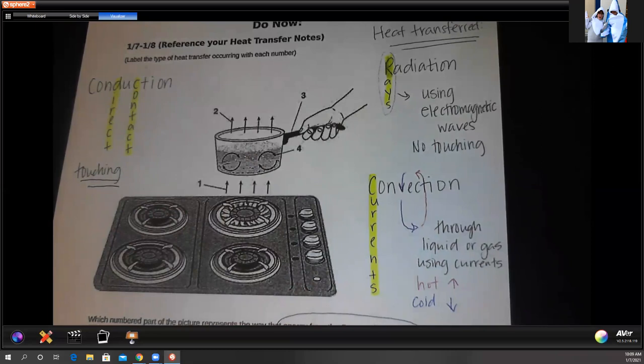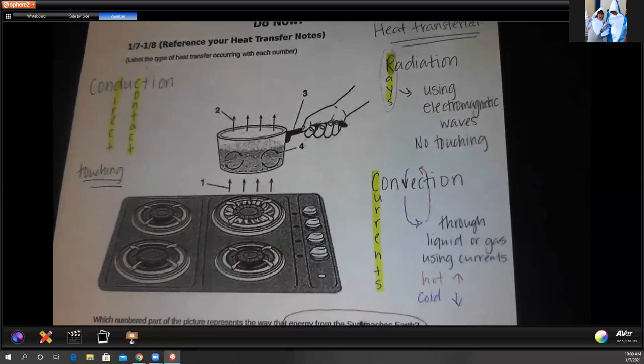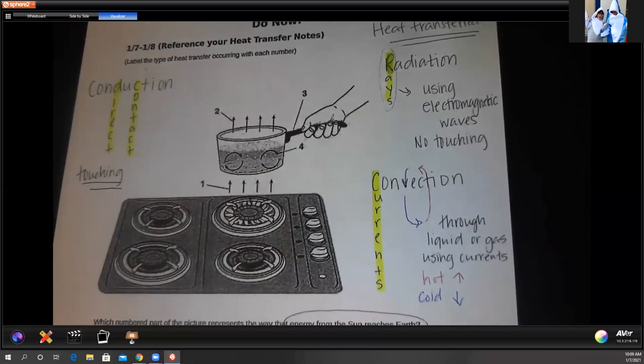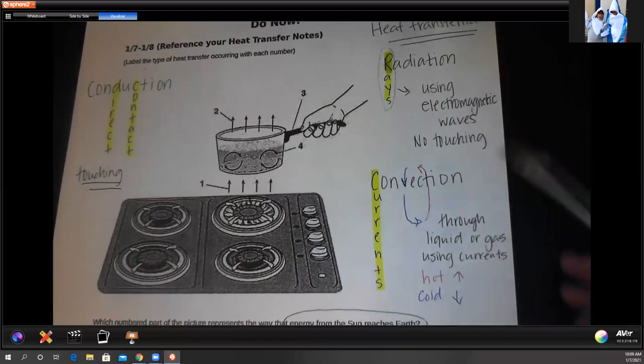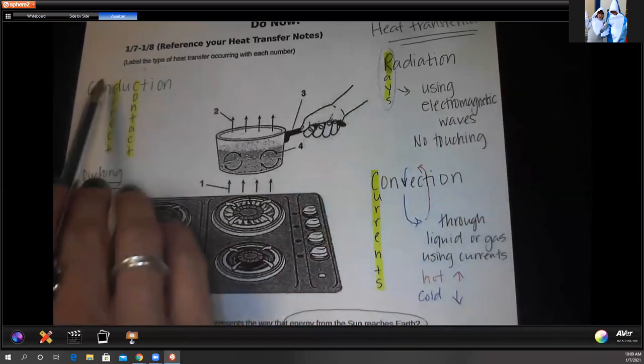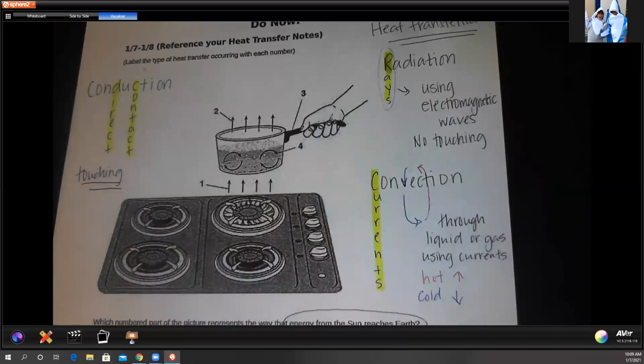Oh, everybody participated today. So Ethan, do you remember? How does heat from the sun get to Earth? Is it through currents, through rays, or through touching? I want you to think.